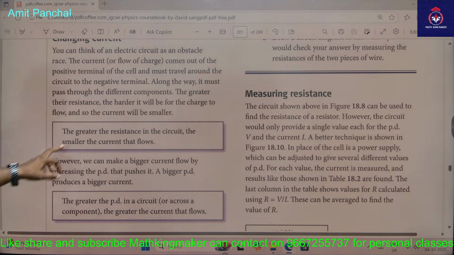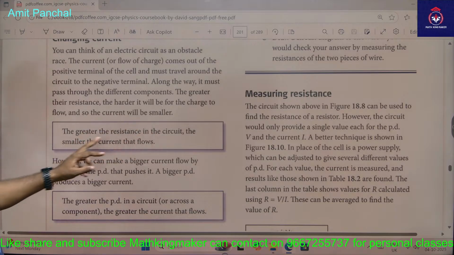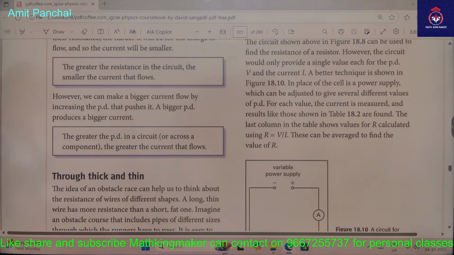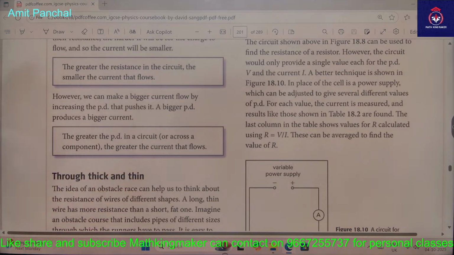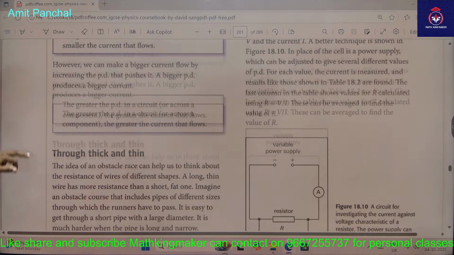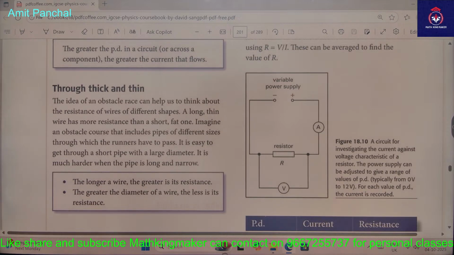The greater the resistance in the circuit, the smaller the current that flows. Greater resistance, smaller the current, and smaller the resistance, greater the current. So the greater the PD in a circuit, the greater the current that flows. If you have a higher voltage difference, then you will also have higher current. And what does resistance depend upon?